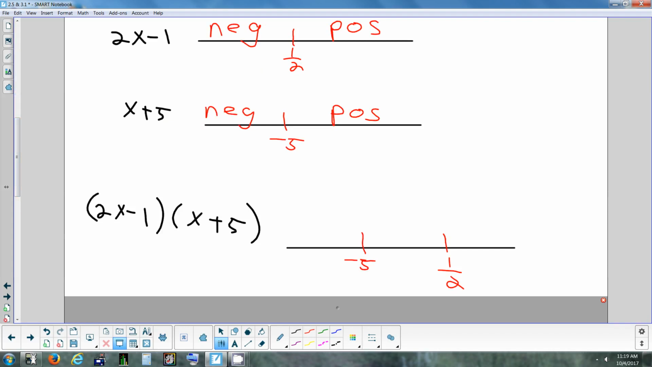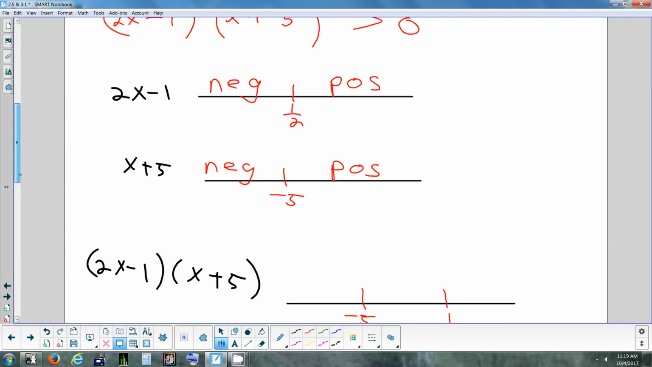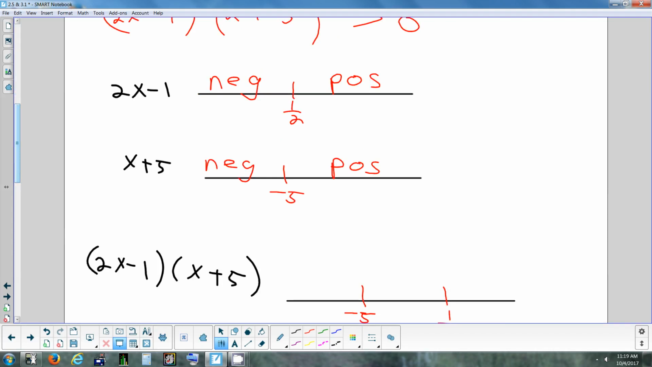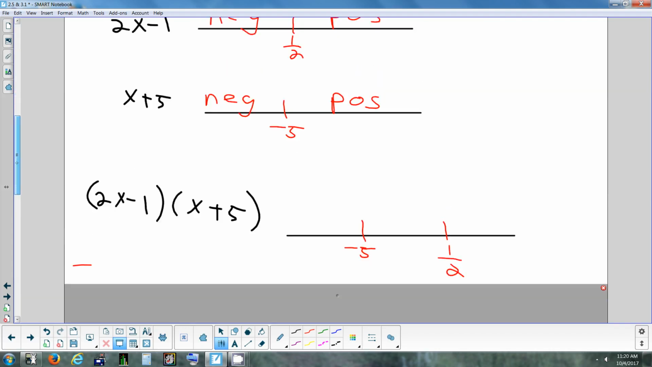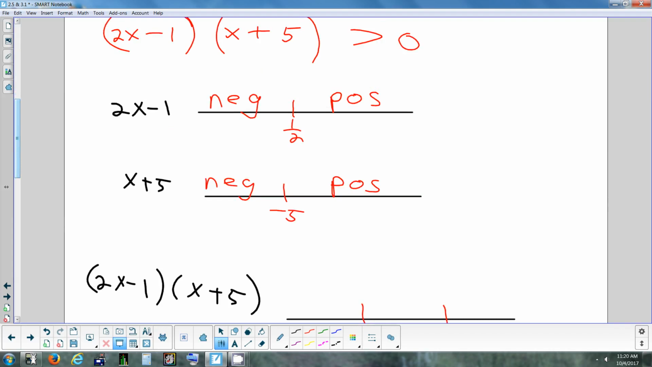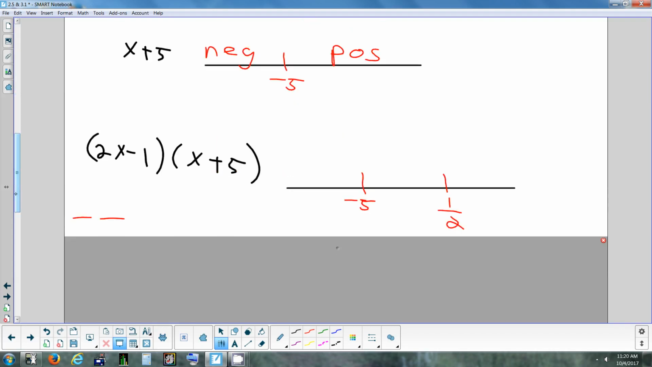So let's first look at what happens if we are smaller than -5 in both. So in 2x minus 1, if you're smaller than -5, you would be negative. Yep, you're negative. I'm just going to write that off to the side. And in the second one, if you're smaller than -5, you would be also negative. And you're multiplying the result together. What's a negative times a negative? It's a positive. Okay, let's check the next section.